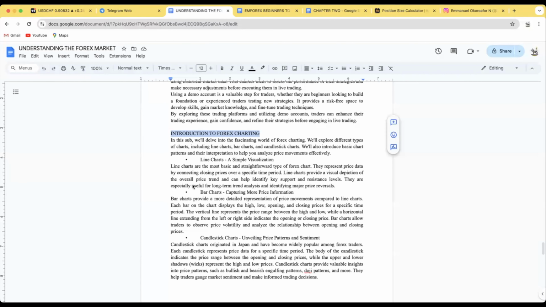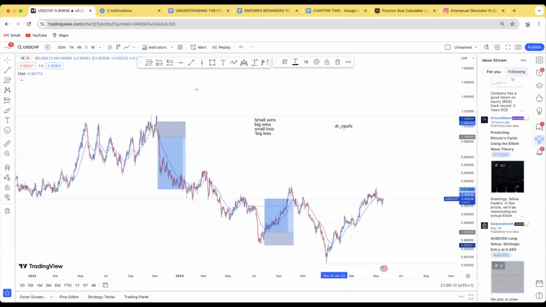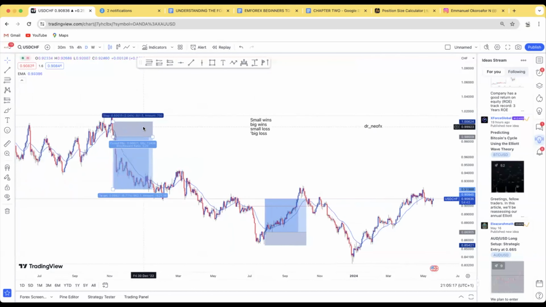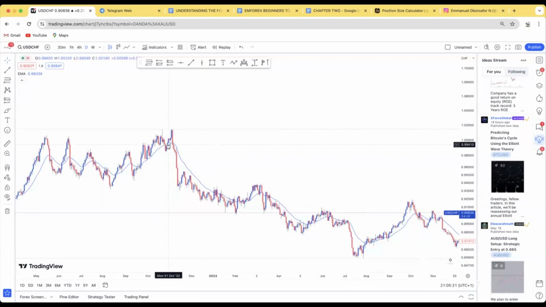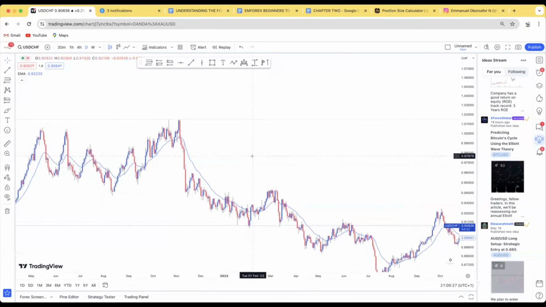They are especially useful for long-term trend analysis and identifying major price reversal points. Okay, so let's see here. Now we say what? The line chart. Now this current chart you are seeing here, I have on my screen is the candlestick chart. I'm using the candlestick, the Japanese candlestick chart.